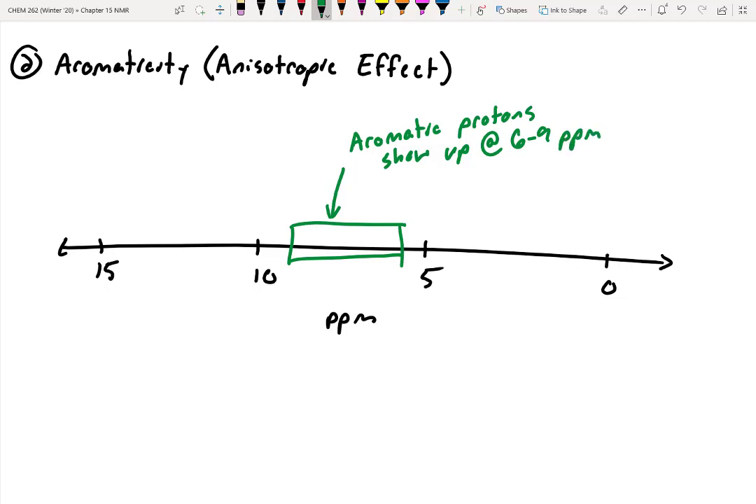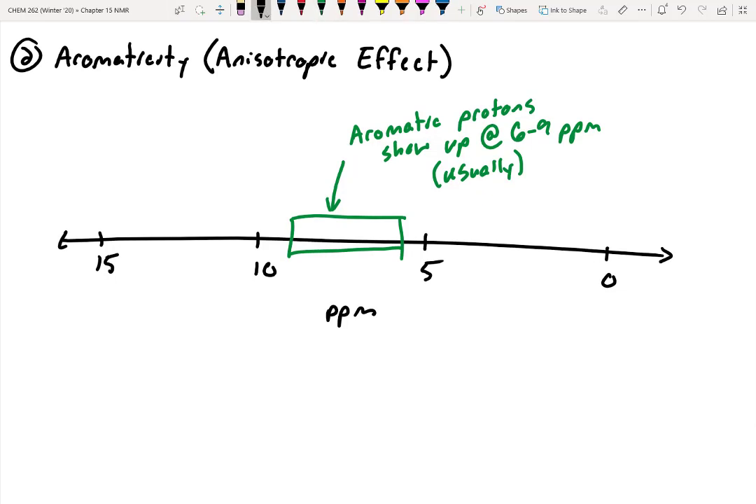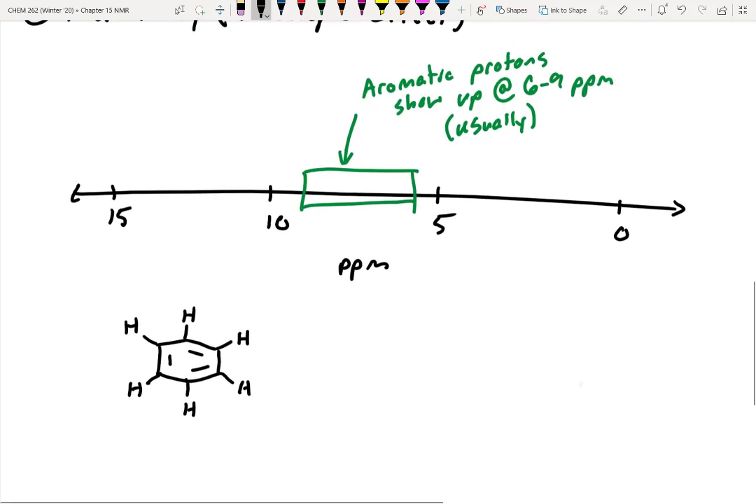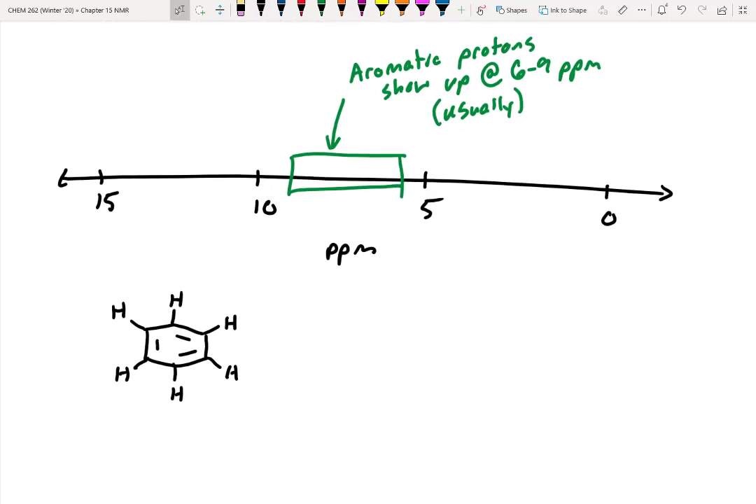And I'm just going to put usually, because there's always exceptions in chemistry. So then the question is, well, let's imagine an aromatic system, like benzene. If we think about these protons coming off of benzene, they're all equivalent to one another, right? They're all in the exact same chemical environment. Are they very polar, those protons? No, they're not near electronegative atoms. So why the heck are they showing up in that 6 to 9 ppm range if they're not near any polar atoms? Not quite. Something even weirder.